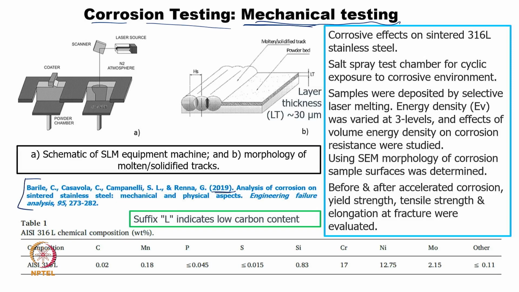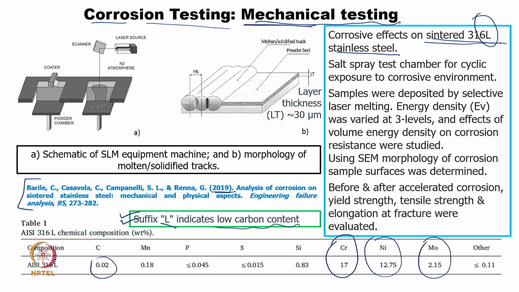There is one case study available in the literature which was published in 2019, which we have picked up: corrosion effect on a sintered 316L stainless steel. Here L means low carbon, the suffix L indicates low carbon content, and carbon content is around 0.02, whereas in most stainless steel materials the carbon content is on the higher side, maybe 0.06, 0.08. However, in this case it has been kept purposefully low. You can see this is a stainless steel, chromium is 17%, nickel is 12.75%, and molybdenum is 2.15%.